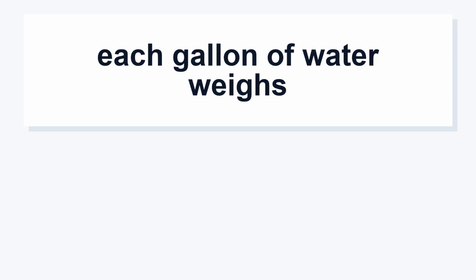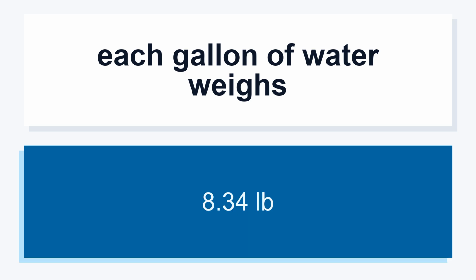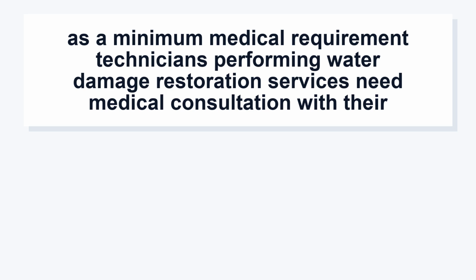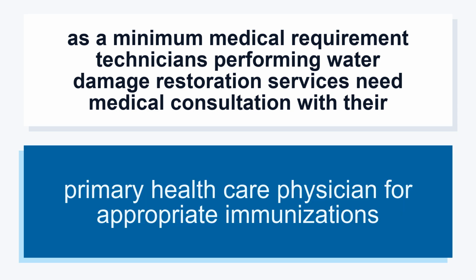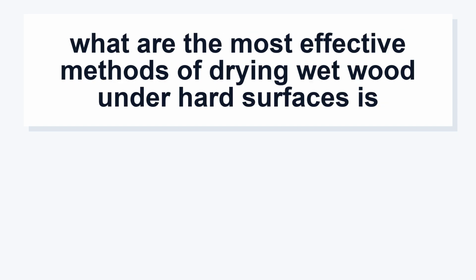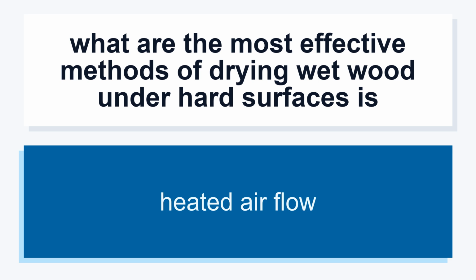Each gallon of water weighs 8.34 pounds. As a minimum medical requirement, technicians performing water damage restoration services need medical consultation with their primary health care physician for appropriate immunizations. What are the most effective methods of drying wet wood under hard surfaces? Is heated airflow.